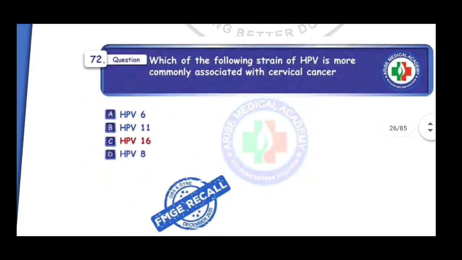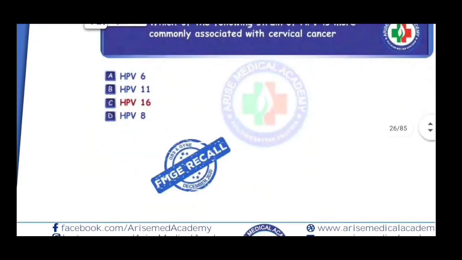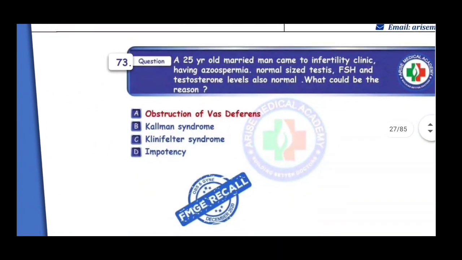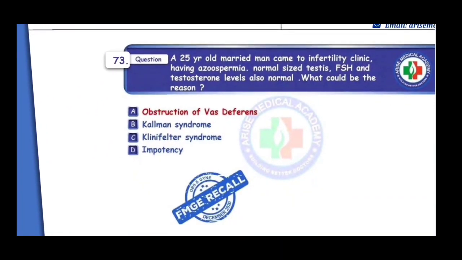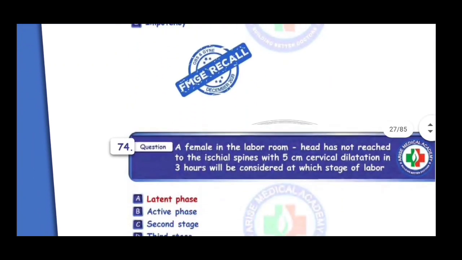Which of the following strains of HPV is more commonly associated with cervical cancer? HPV 16. A 25-year-old married man comes to infertility clinic having azoospermia, normal size testis, FSH and testosterone levels are normal. What could be the reason? Obstruction of the vas deferens.